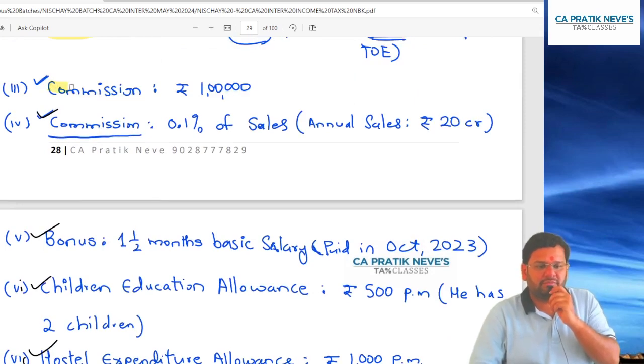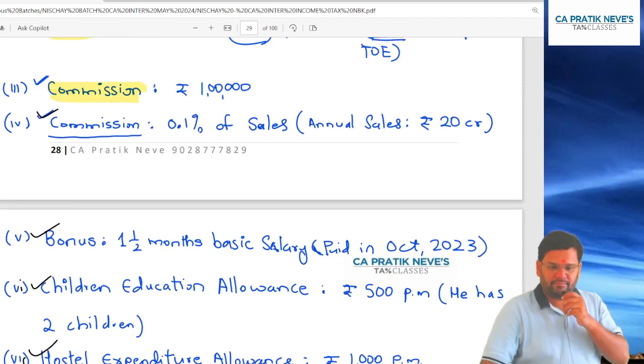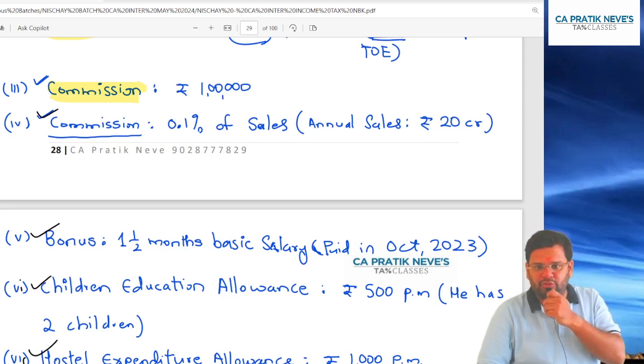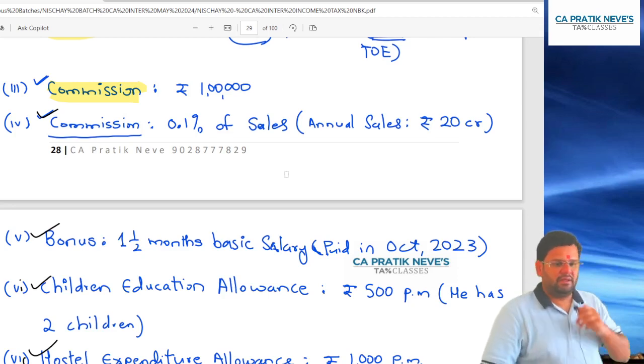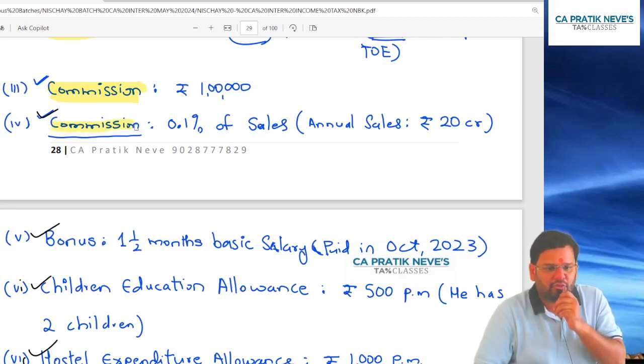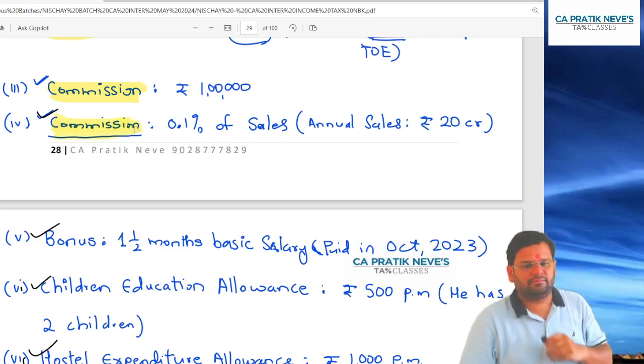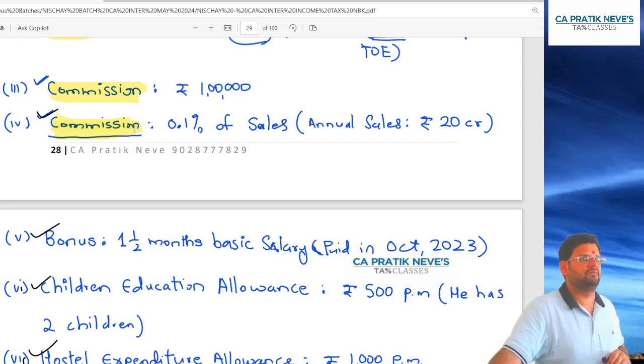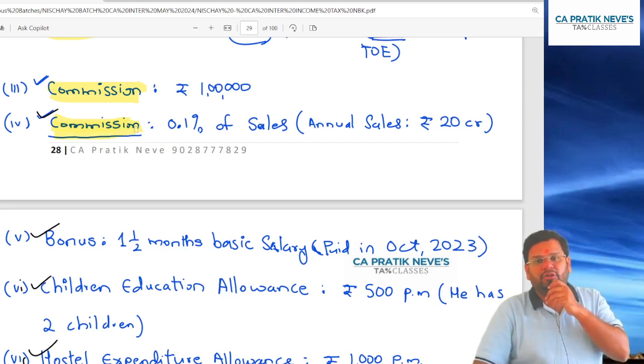Next, commission. How is this commission? Lump sum, very good, 1 lakh. Commission, lump sum, means no need to say lump sum; you can see it is 1 lakh. Of course commissions will be fully taxable. Another commission, how is that? Percentage of sales. It is 0.1% of sales, and overall annual sales is 20 crores.